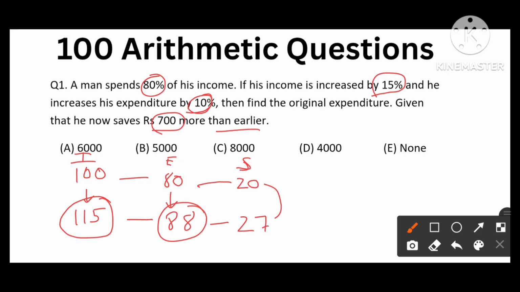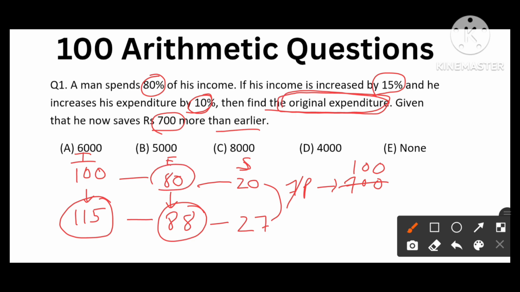So it means that the difference between these two, 7 parts. 7 parts value is nothing but 700. Okay. So 1 part value will be 100. Now the question asked is, find the original expenditure. Original expenditure is nothing but this one, 80. So we need to find the value of 80 parts. 1 part value will be 100 means 80 parts value will be 8000. So answer will be 8000. Option C is our answer.